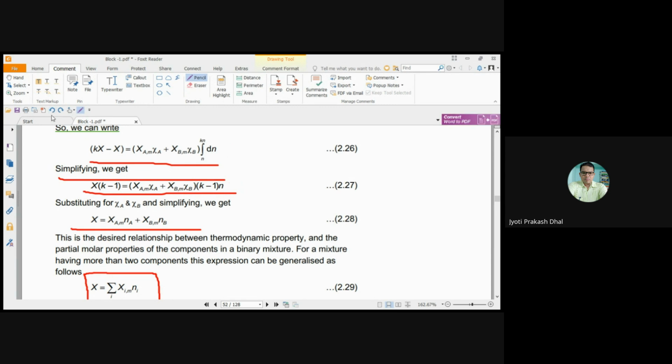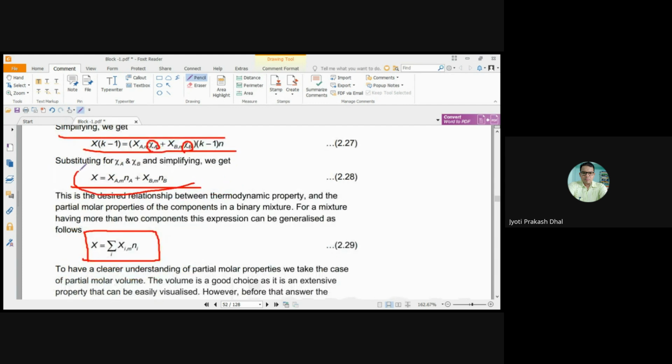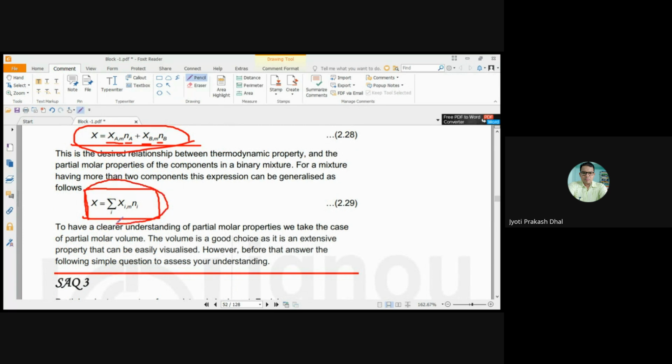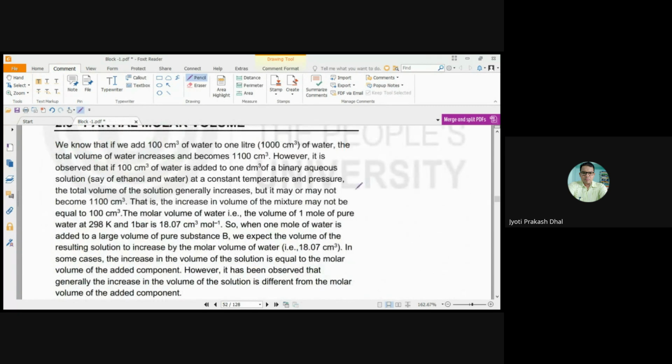And substituting the values of x_A and x_B and simplifying, finally we can write X equals partial molar property of A into number of moles of A, plus partial molar property of B into number of moles of B. And similarly, if we extend this argument to a multi-component system, then X equals the summation of the partial molar property of the ith component into the mole fraction of the ith component. So that is 2.29.